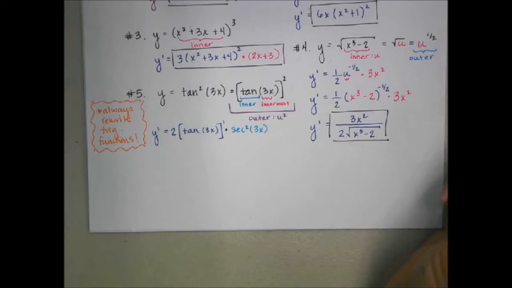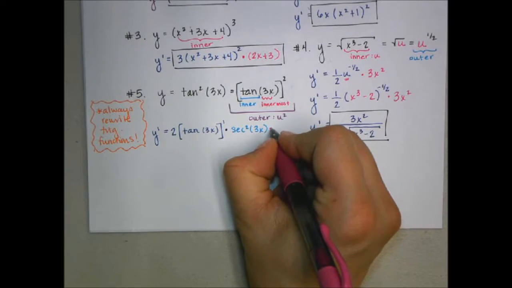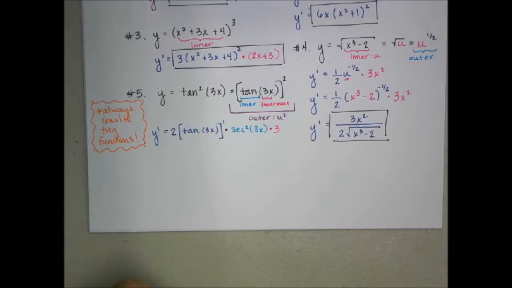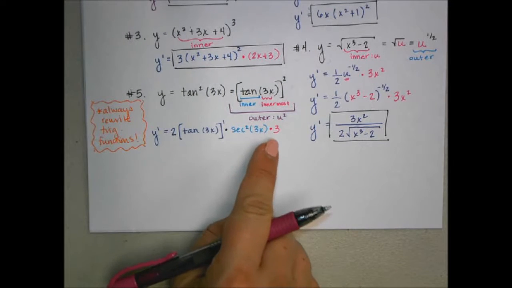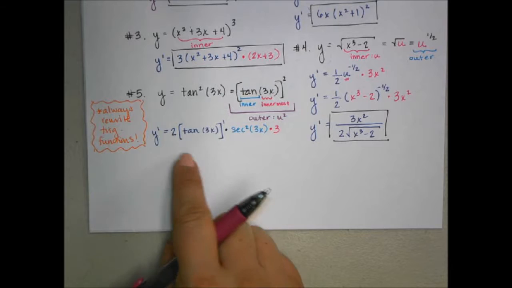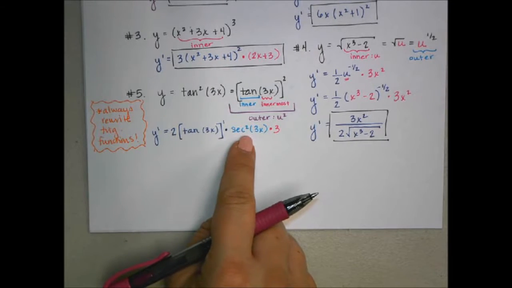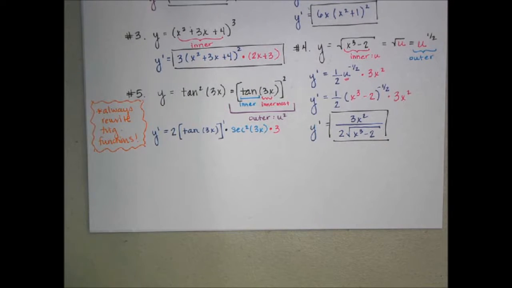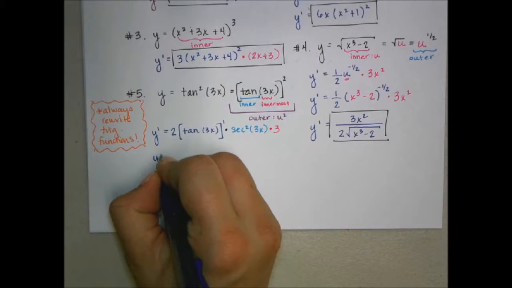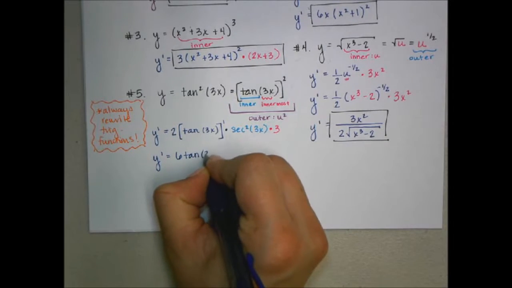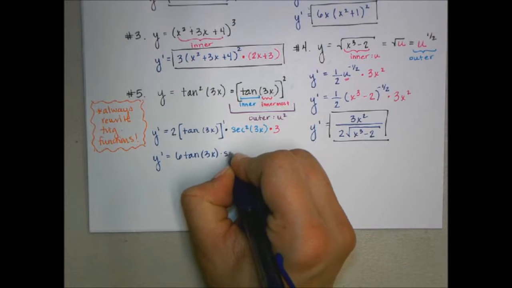Okay. And the last thing is to multiply by the derivative of the innermost function. So the derivative of 3x is 3. So cleaning that up, all I see really is that I can combine 2 times 3. Okay, I can't push the tangent and secant squared together, so those are going to stay as separate terms. So my final derivative, we have 6 tangent 3x times secant squared 3x.